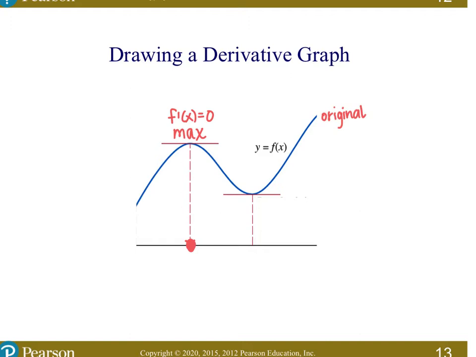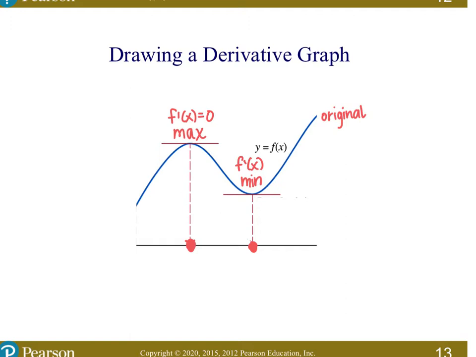Similarly, we have a min, also where f prime of x is equal to 0, and so we draw that directly as a 0 on the x-axis also. The first thing you do is identify on an original the maxes and the mins, and those turn into zeros on the x-axis.